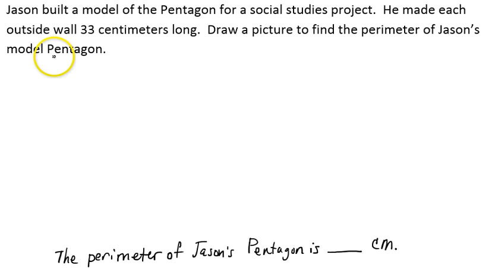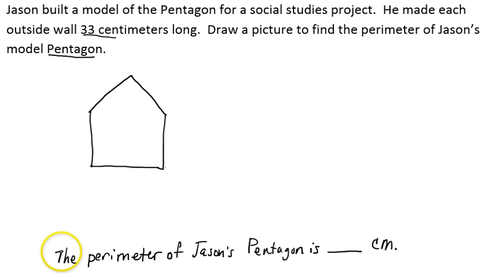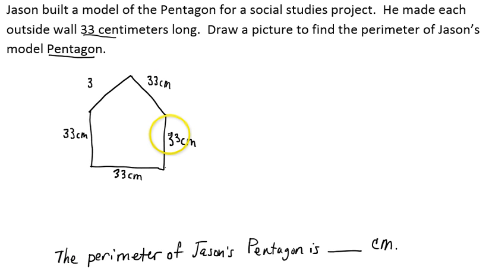Now I'm going to draw a picture. Well, the Pentagon in Washington is called a pentagon because it has 5 sides. So let's draw a pentagon. And I'll label the sides. Each side is 33 centimeters. And now to find the perimeter, we need to add all 5 sides. That would be 5 groups of 33 that we would add to get the perimeter.